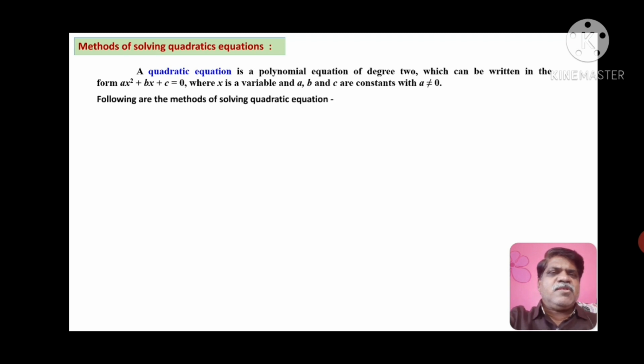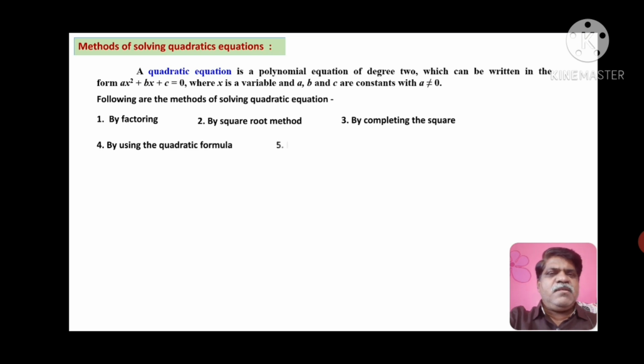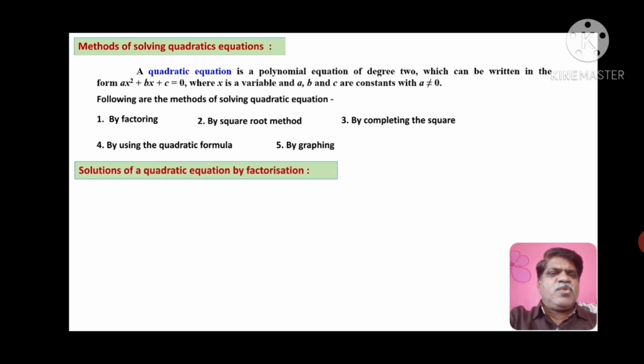Following are the methods of solving a quadratic equation: first, by factoring method; second, by square root method; third, by completing the square; fourth, by using the quadratic formula; and last, by graphing method. Friends, let us see the solution of a quadratic equation by factorization.